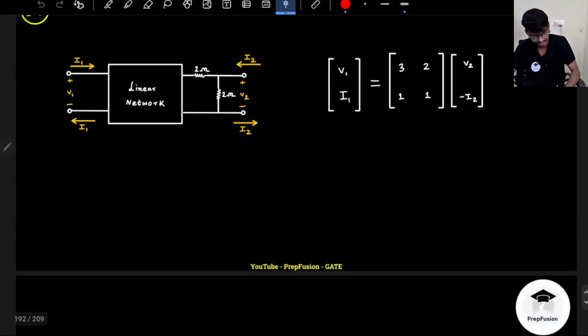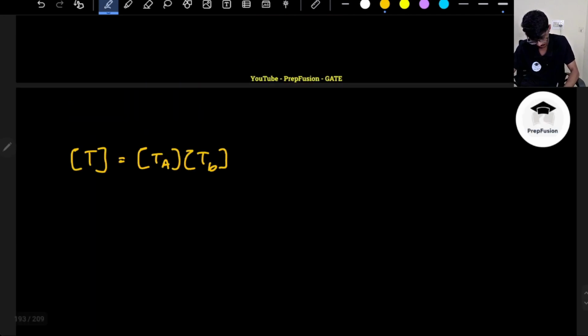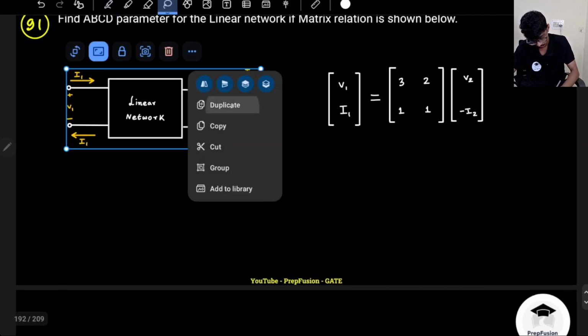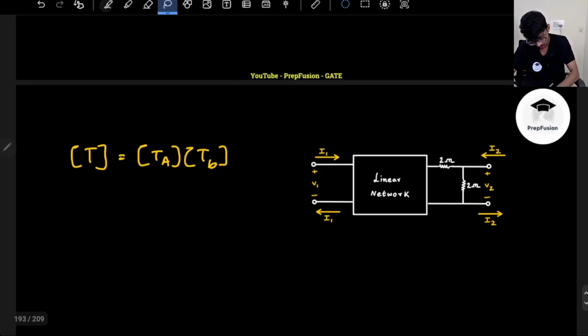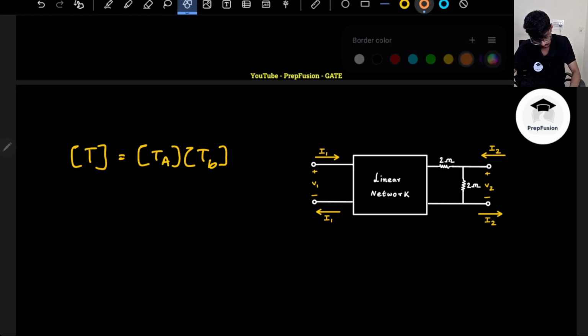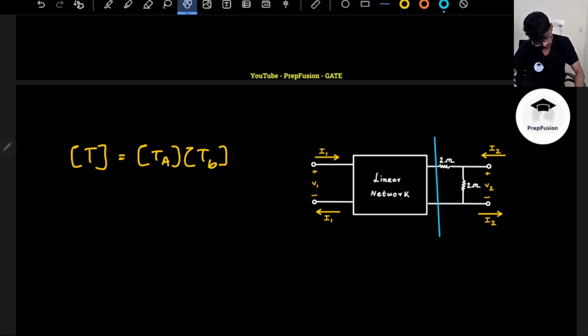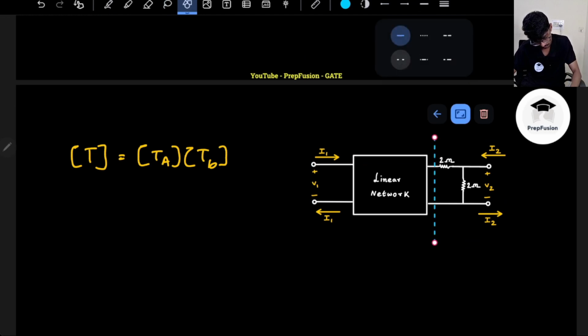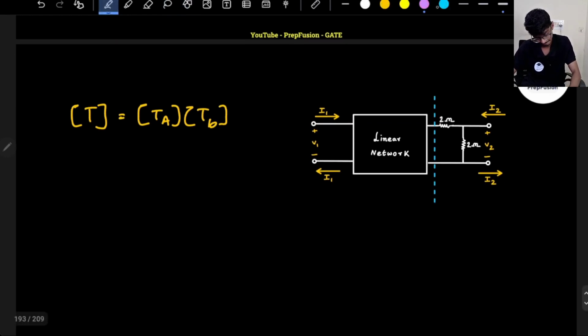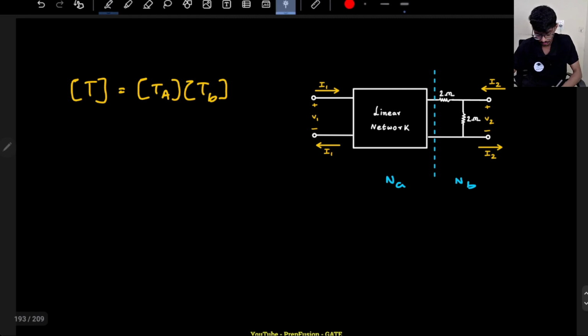So what is this? This is just a simple cascade connection. So I can directly say that the ABCD parameter of the whole network will be equal to the cascade of networks, TA into TB, correct? TA into TB. So I can write this network as a combination of two networks: network A into network B. Okay, so it is TA into TB.